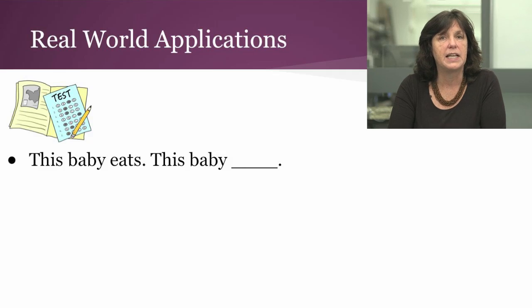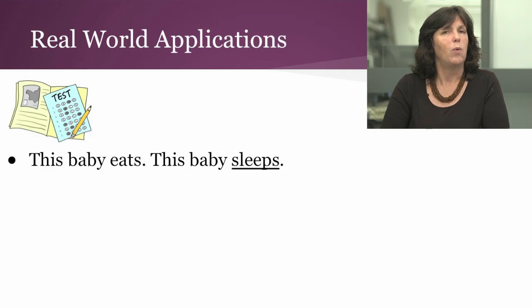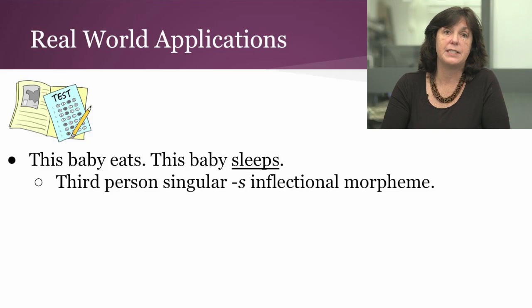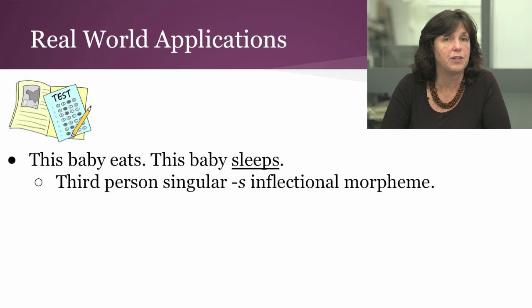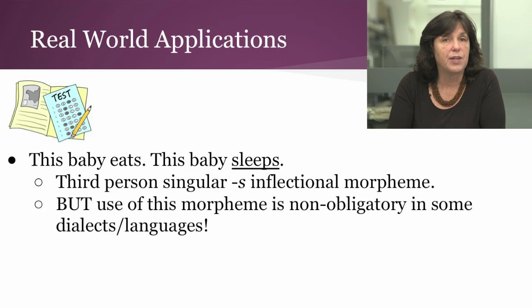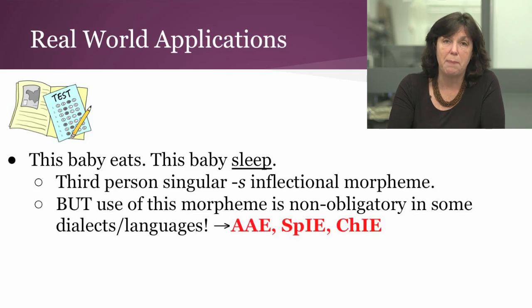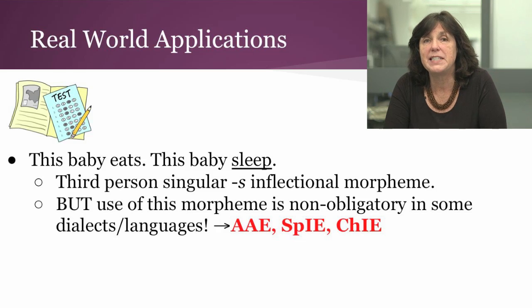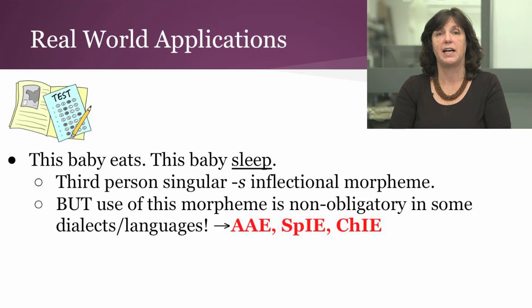This baby eats, this baby, and here we would see a picture of a baby sleeping. So the child being assessed would be prompted to say, sleeps. What morphosyntactic feature is being assessed here? The third person singular S inflectional morpheme. And what do we know about use of the third person singular inflectional morpheme? That it's non-obligatory in some dialects, such as in African American English, Spanish influenced English, and Chinese influenced English. So this baby sleep would be grammatically correct in these dialects.